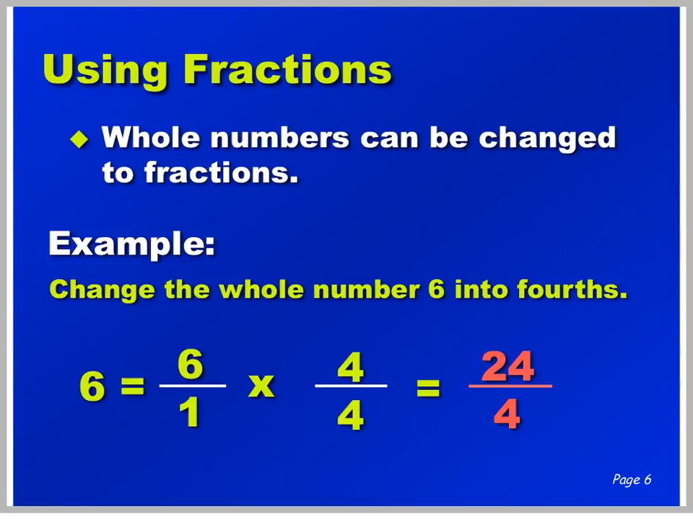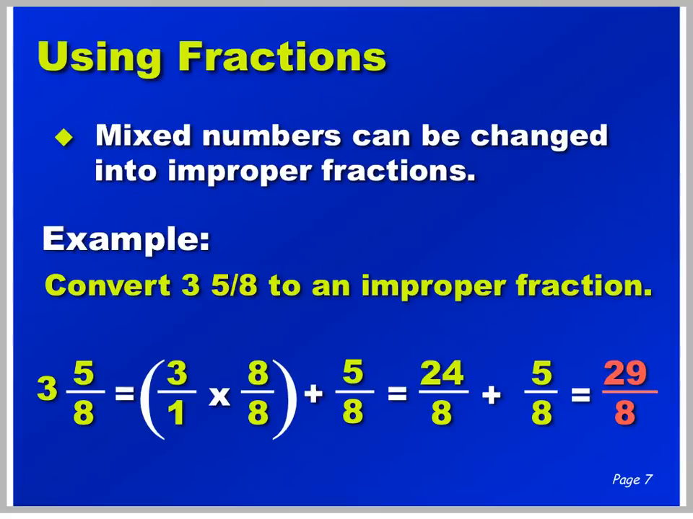A whole number can be changed to fractions by multiplying it by the number of fractional units that is needed. Let's say you want to take this 6 and make it quarters. You would go 6 over 1 times 4 over 4, which is the same as 1, which would equal 24/4. That is the same as 6.